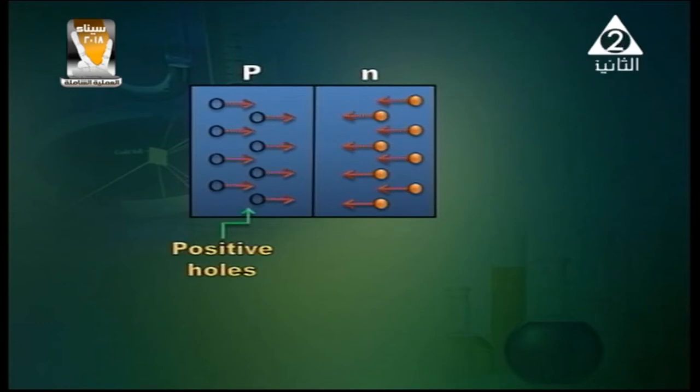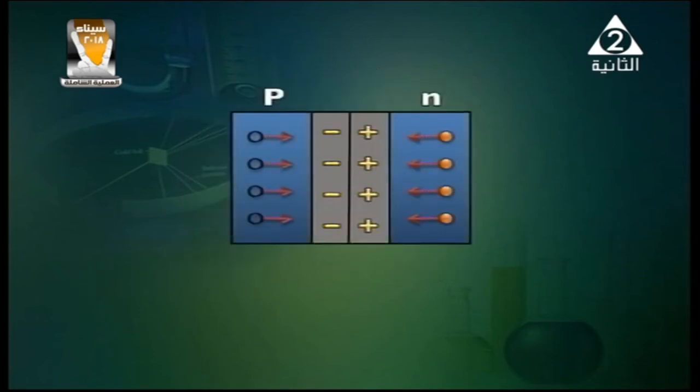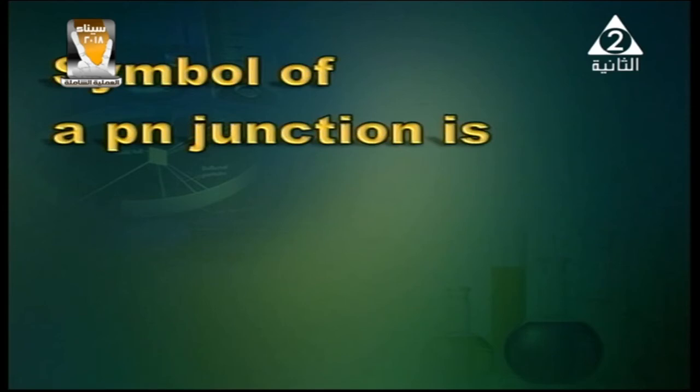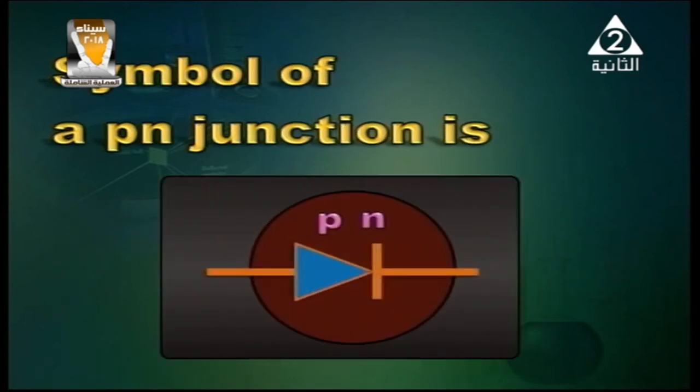When the junction is formed, we expect free electrons to transfer from the N type to the P type, and of course, positive holes will do the same from P type to N type. And we've got a layer called the depletion layer, and a potential we call the barrier potential. Your attention, this layer is very important. Positive and negative charges are produced, and this means we've got a potential, the barrier potential. The symbol of the PN junction is shown in front of you.